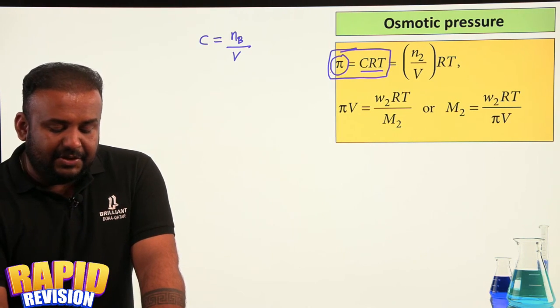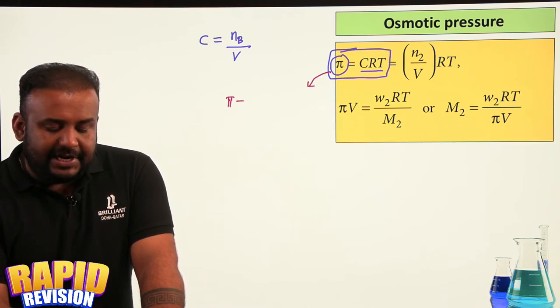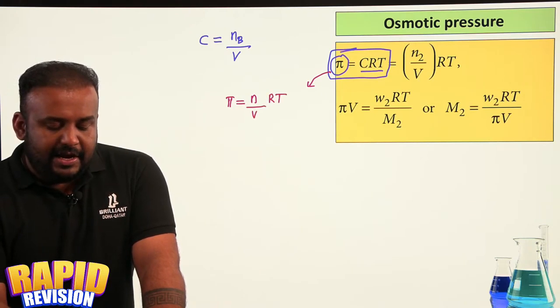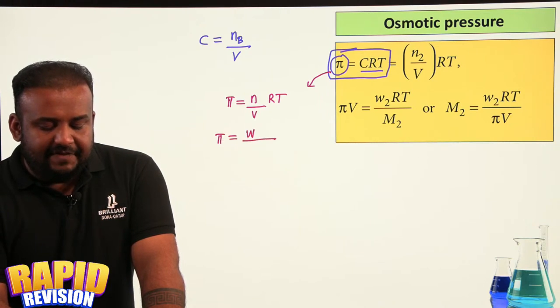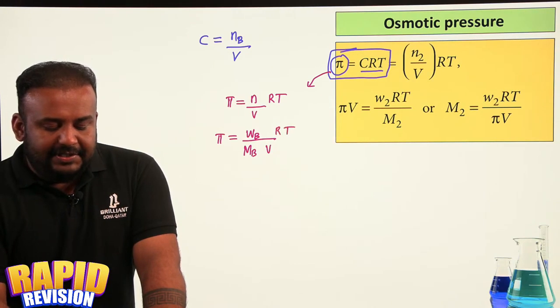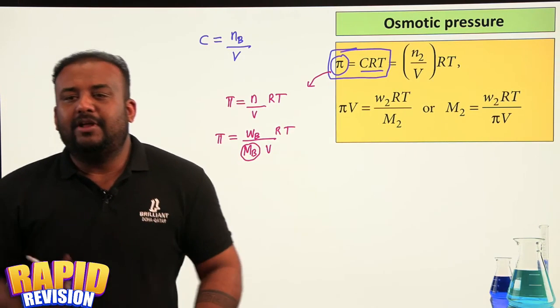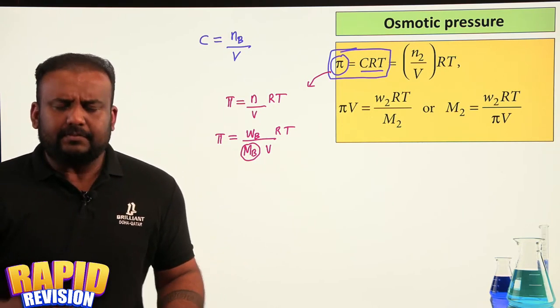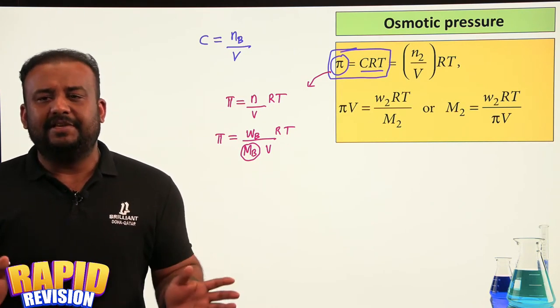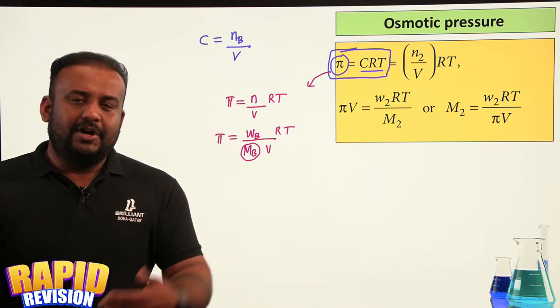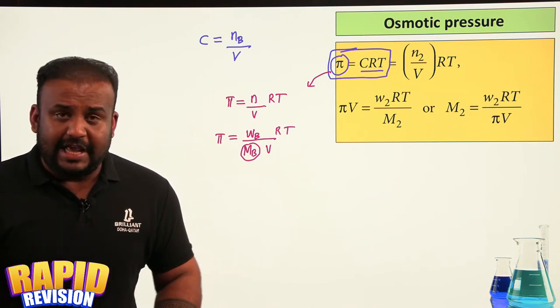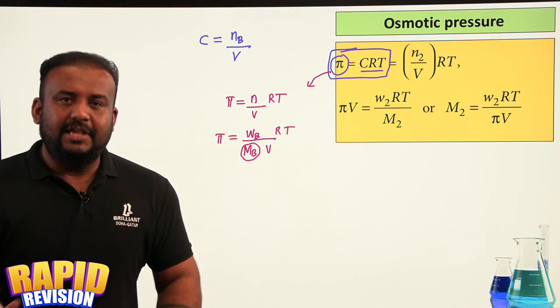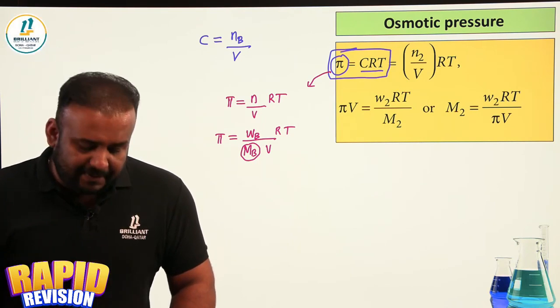Now every derivation is based on the very basic formulas that we already studied. Pi is equal to C, C is molarity, N by V into RT. Now what is number of moles? Number of moles is weight divided by molecular mass, WB by MB into volume into RT. Now you see, we got the equation for finding the molecular mass if asked. So you don't have to remember all the derivations like this. Just remember the basic formulas like what is number of moles, what is osmotic pressure, what is the molality, such basic things. Then instantly either you can memorize or you can derive then and there itself.